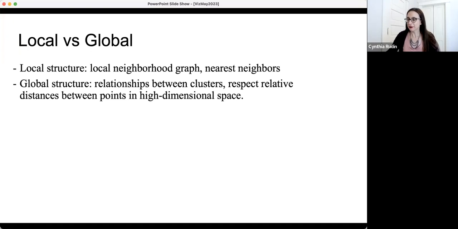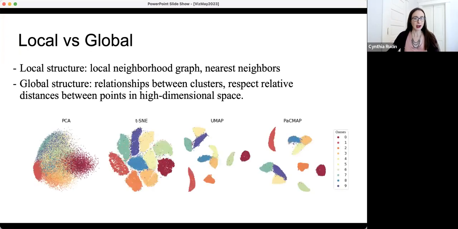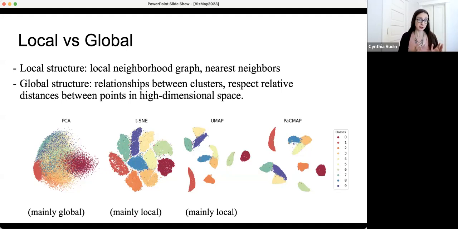If you think about the different types of methods for dimension reduction, they go from really global methods like PCA. PCA just does global, it doesn't do anything local. Whereas t-SNE focuses on local. As it turns out, UMAP also focuses on local. And what I'm hoping to show you during this talk is that PaCMAP does actually both. It handles both local and global structure through different mechanisms, and I'm going to tell you about those during this talk.